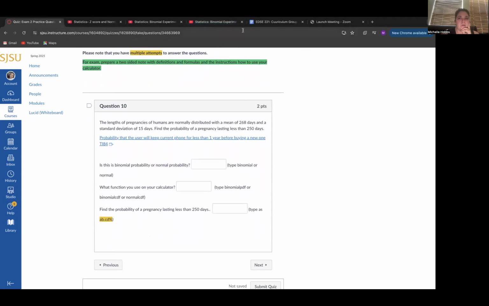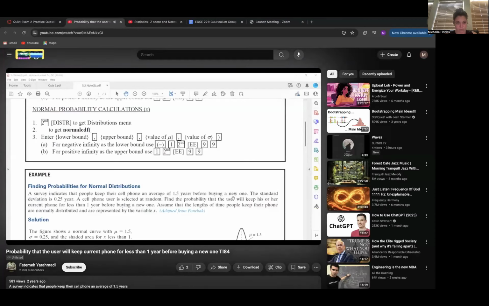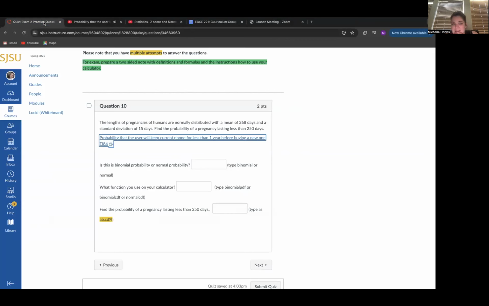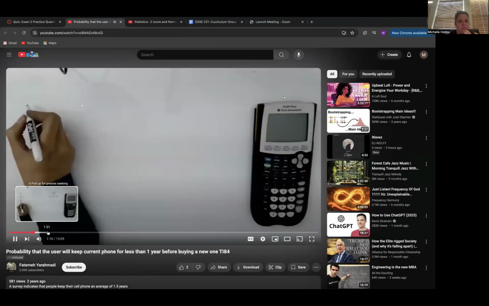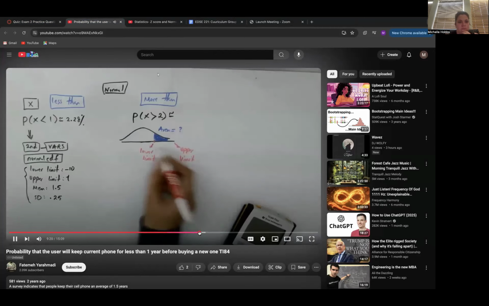Okay, so let's get rid of these here and open up this one. It takes 1.5 years for people to buy a new cell phone. Am I right? The standard deviation is 0.25 year, and your goal is to find the probability that the user will keep the phone for less than X.